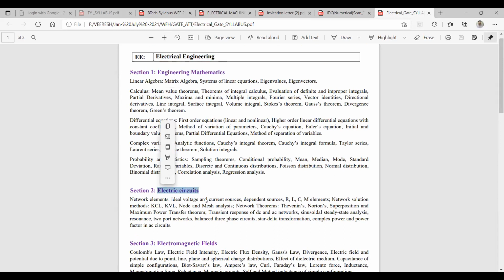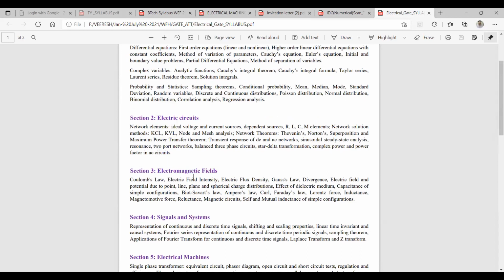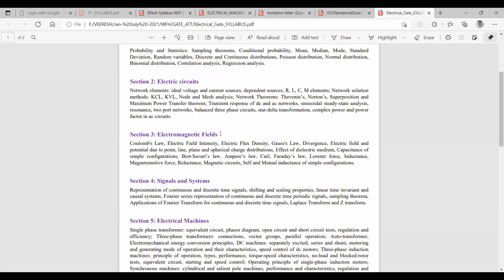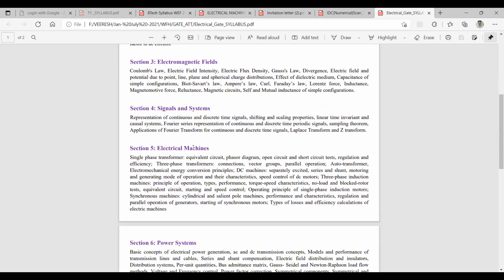Then electrical circuits and electromagnetic fields, which means EMF. You studied this subject in the last semester, electromagnetic engineering, right? Yes, completed, sir. We can also call it electromagnetic field. So electromagnetic engineering and electromagnetic field are the same. Next, signals and systems. I think you are going to study this subject in this semester. Is it right?